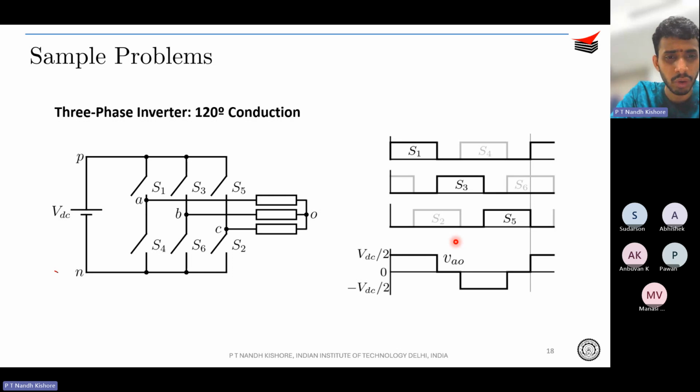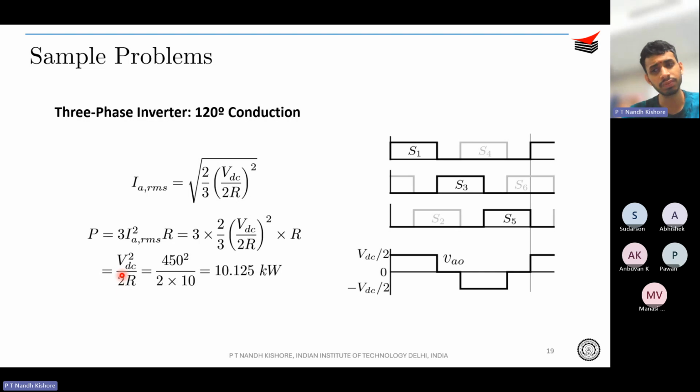You can just find out your VA0, and from this you can always determine your line to line voltage. But what we require is only VA0 for calculating the phase current, I mean the phase power. So you know VA0, you can always find your IA. IA is going to be simply VA0 by R. It's a pure resistive load, right? So you have your VA0. So what will be your IA RMS? Mind you that we have seen this previously as well, correct?